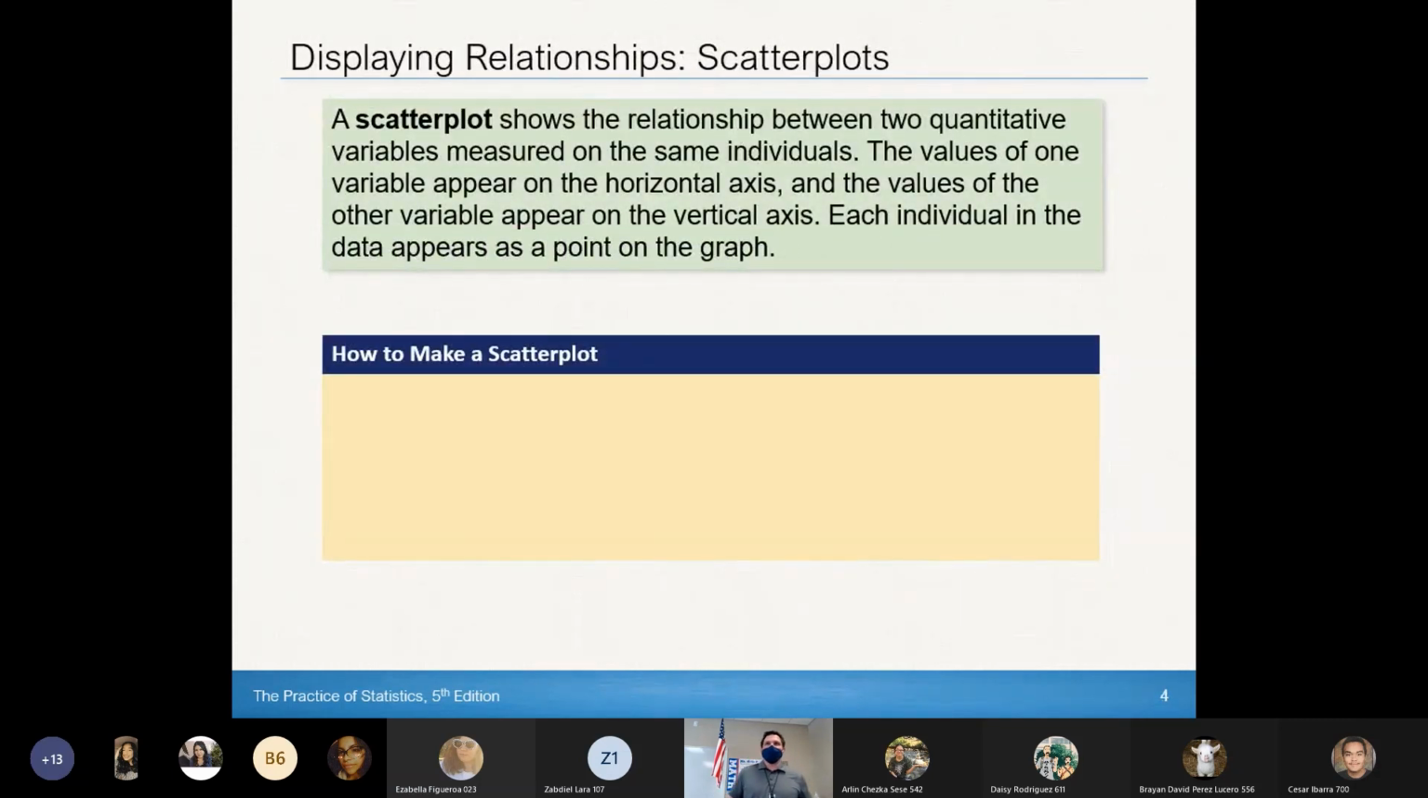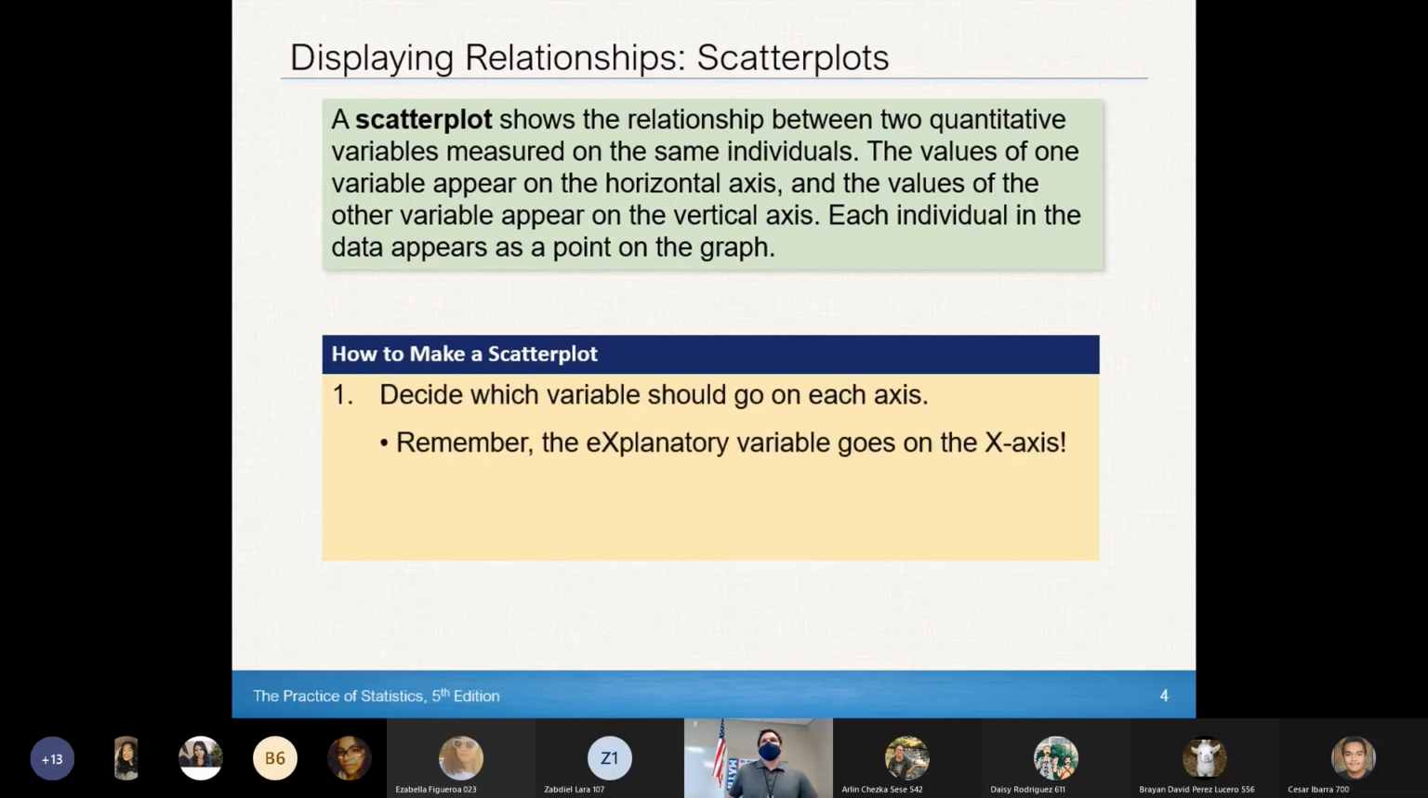So we can display relationships with scatterplots. A scatterplot shows the relationship between two quantitative variables measured on the same individuals. The values of one variable appear on the horizontal axis, and the values of the other variable appear on the vertical axis. Each individual in the data appears as a point on the graph. It's kind of like doing a dot plot with two variables. In a traditional dot plot, it measures the outcomes of one variable. We stack up all of our points. In this case, we're using two variables as like two axes of a dot plot, and they create coordinates.